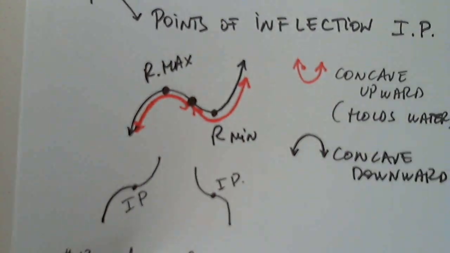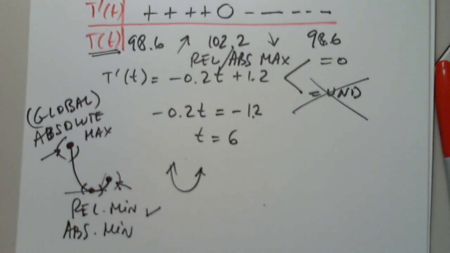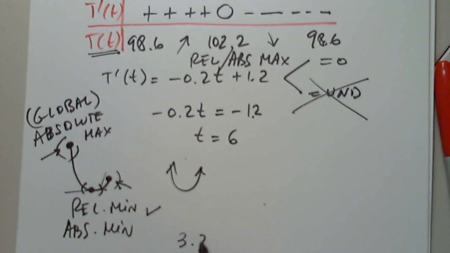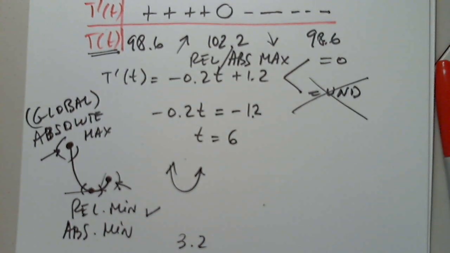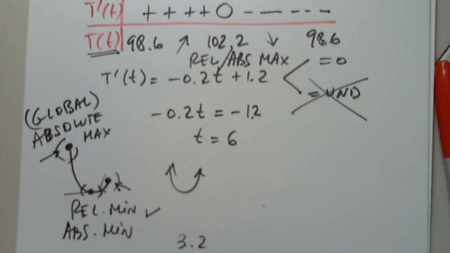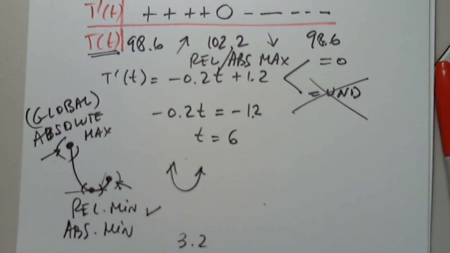I'm going to copy it again. So this is from 3.2, and the problem was number 13. And this is h prime of x equals 3x squared minus 27. We determined the second derivative to be 6x. We set h prime equal to 0, and we obtained plus or minus 3.